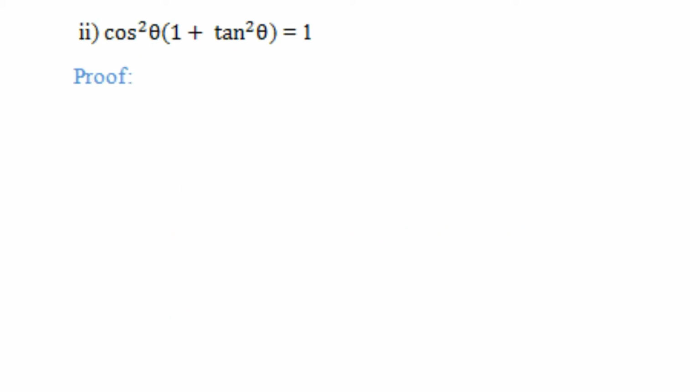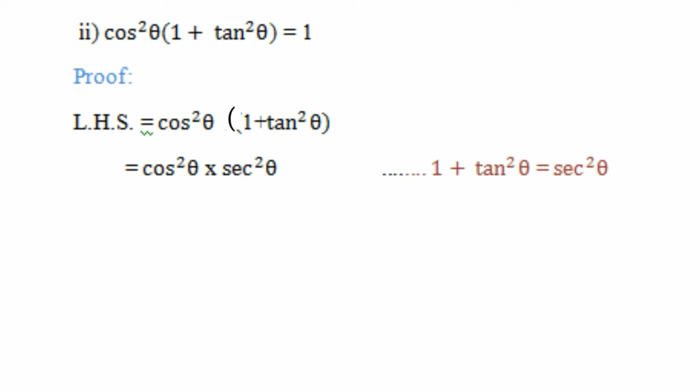Question number 2. Prove that cos square theta into bracket 1 plus tan square theta is equal to 1. So we'll start with the left hand side. LHS is equal to cos square theta into bracket 1 plus tan square theta. As I know, 1 plus tan square theta, this is an identity, 1 plus tan square theta is equal to sec square theta. So LHS will be cos square theta into sec square theta. Reason: 1 plus tan square theta is equal to sec square theta.